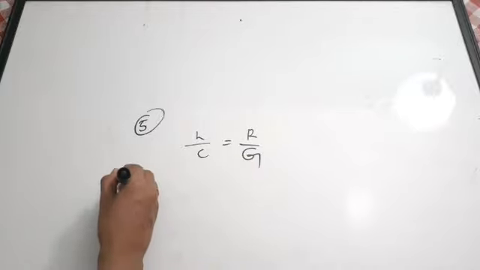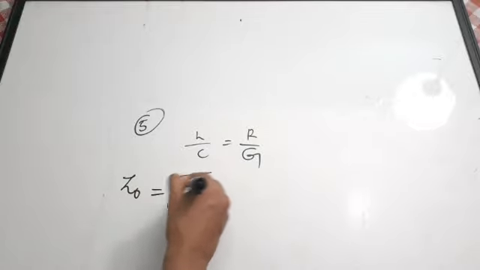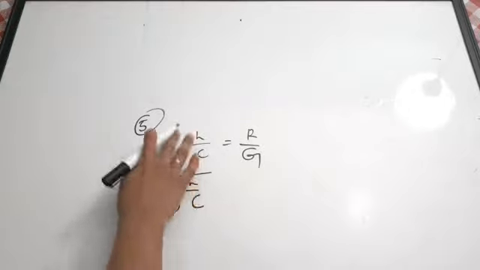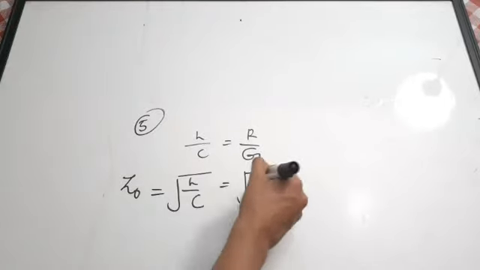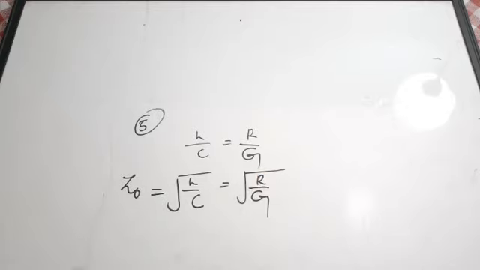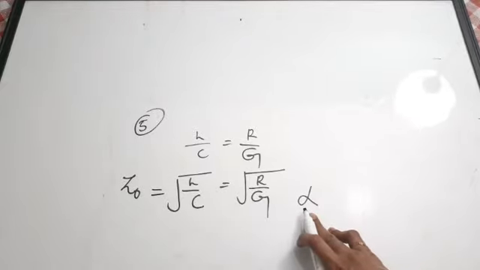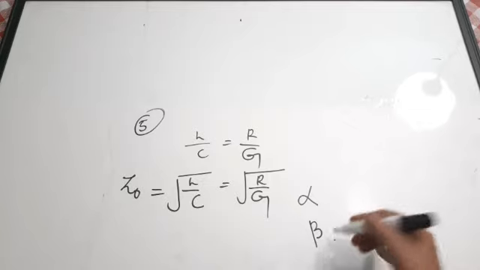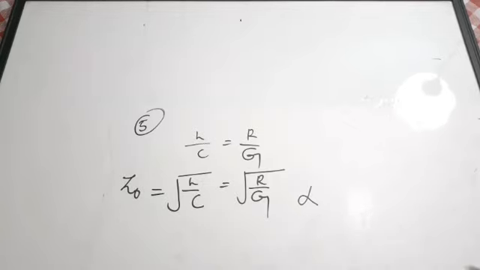Now, we can write the characteristic impedance Z0 as square root of L by C. But we know that L by C equal to R by G. So, it can also be written as square root of R by G. Okay. Now, we need to find the attenuation constant. What is the equation for attenuation constant? Alpha. Attenuation constant is represented using alpha. Phase constant is represented using beta. All these things we have discussed in the transmission line formula revision video.